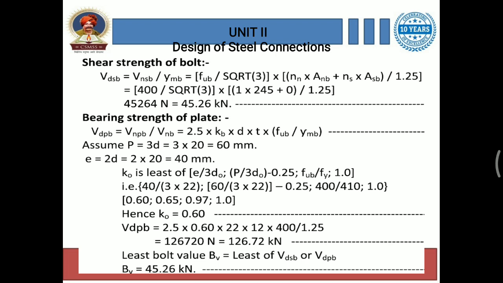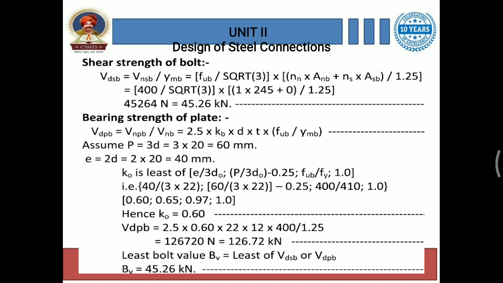Then the first step we have to follow is to find the shear strength of bolt. This is the formula for design shear strength of bolt, Vdsb, that is Vnsb upon gamma mb. Here Vdsb is directly found out, and that's why Vnsb upon gamma mb is directly taken into the formula. Usually we find out Vnsb first, and the formula of Vnsb we have already studied in the previous two examples.